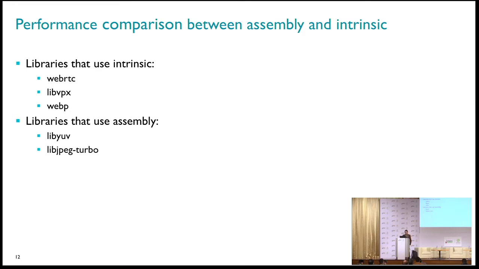Let's see. These are the libraries in the Android project, and some of them use intrinsics like WebRTC, libvpx, WebP, and some of them use assembly like libyuv, libjpeg-turbo. I guess it depends on the usage, the use case. Do you have any idea why they choose intrinsics or assembly? Any? Nope.